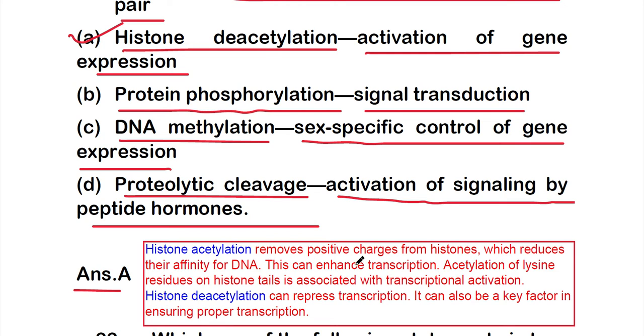which reduces their affinity for DNA, because DNA is also negatively charged. So this can enhance transcription, because now DNA can be uncoiled, that means it opens up, so it is ready for transcription. Acetylation of lysine residues on histone tail is associated with transcriptional activation. So activation of gene expression is done by histone acetylation, but histone deacetylation can repress transcription. It can also be a key factor in ensuring proper transcription. So this is the main reason.